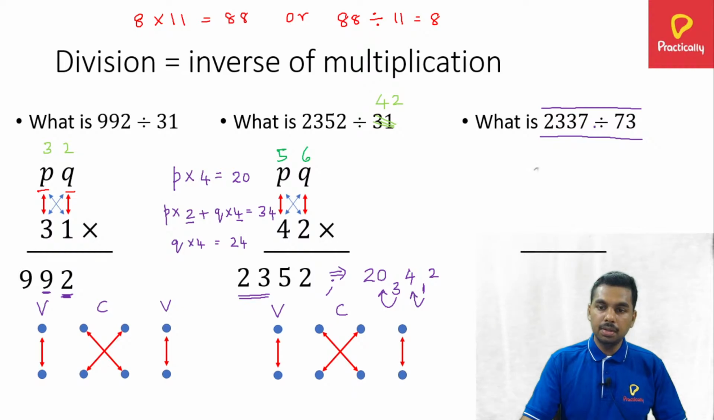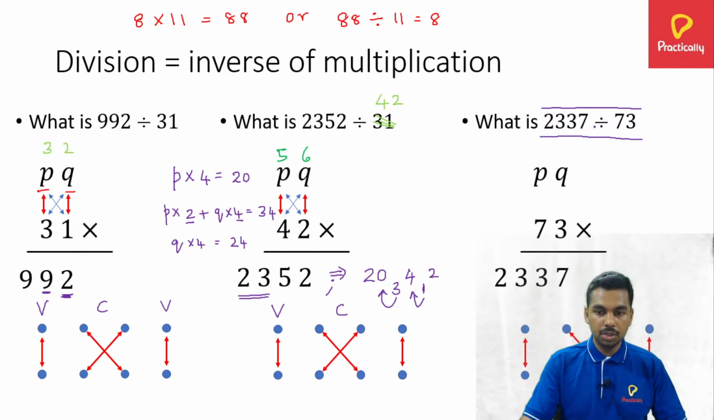So you can repeat the same steps like this. You can do some inverse operations similar to what we had shown, and then you can find the correct answer for P and Q. You can also verify it using the vertically and crosswise method that we have learned earlier.